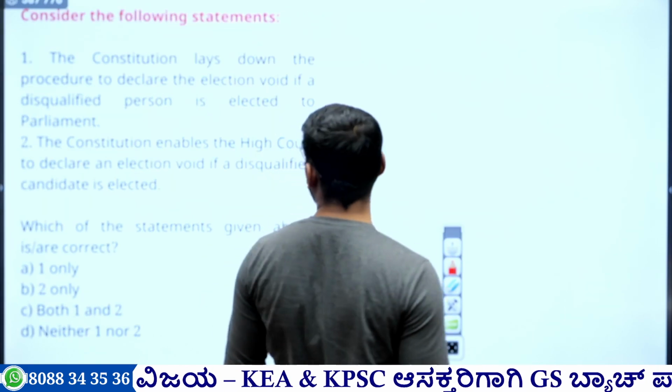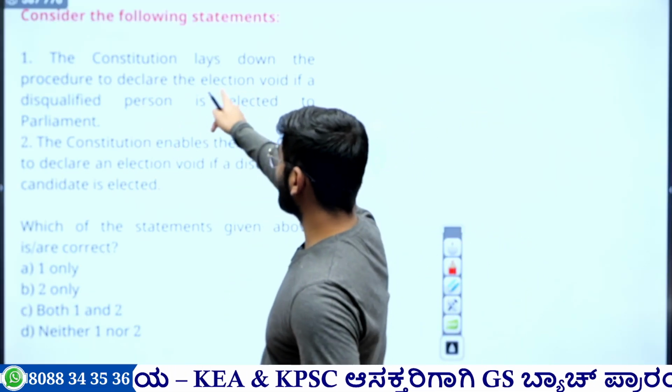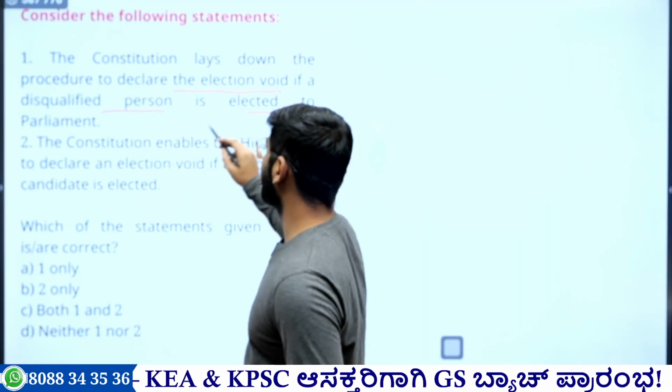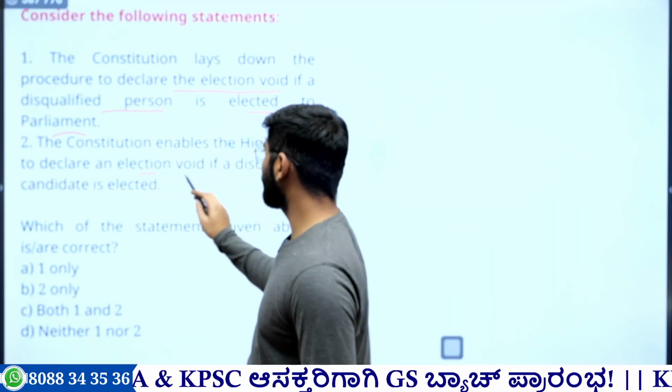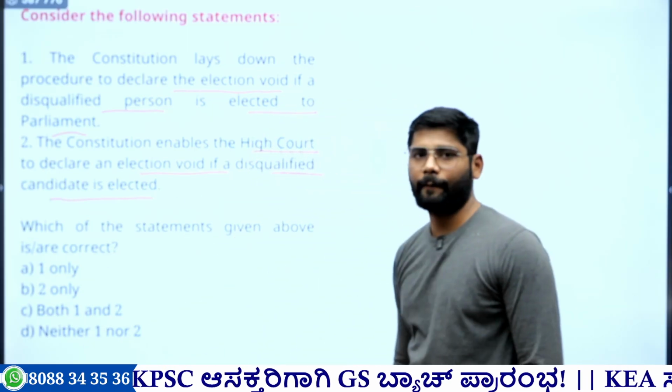So the next question is again about disqualification. It says that the constitution lays down the procedure to declare an election void if a disqualified person is elected to parliament. Then the constitution enables the High Court to declare an election void if the disqualified candidate is elected. Let me know which one is correct here.